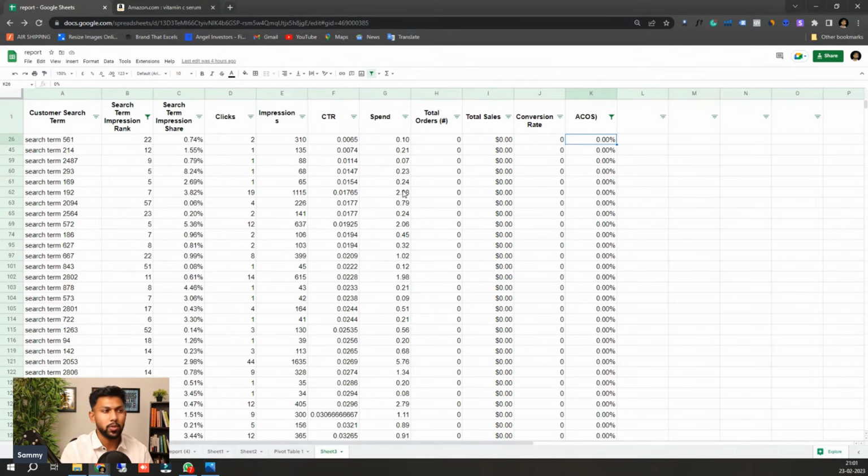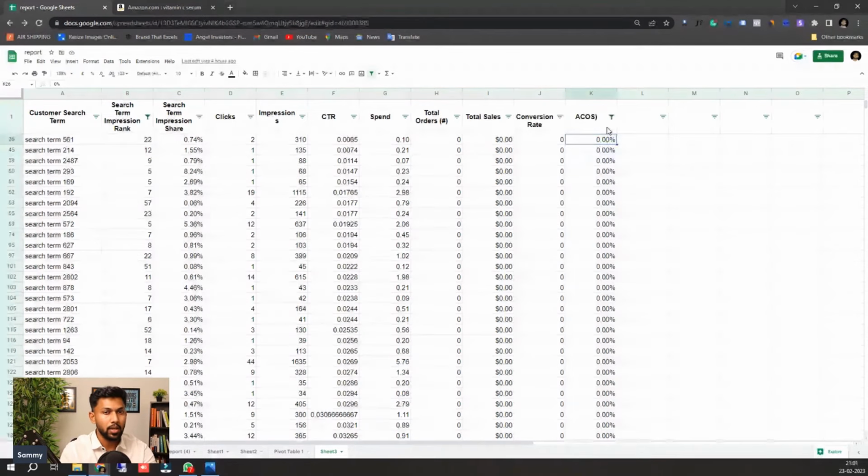Now, here is how I identify irrelevant keywords or search terms. The first filter I have put is on ACOS. I have put a filter where the Google Sheet only shows me those search terms where the ACOS is 0. That means it has spent but hasn't got any orders. Next, I have sorted by CTR. Obviously, the lower the CTR, the less relevant the keyword is. So here you can see the clicks it is getting is 2.